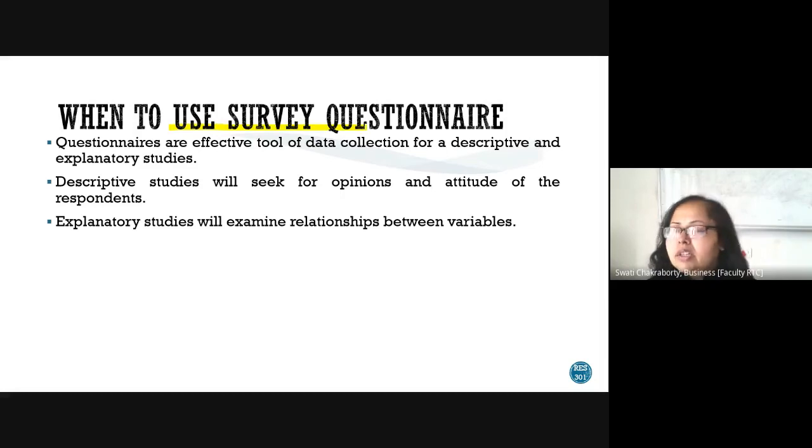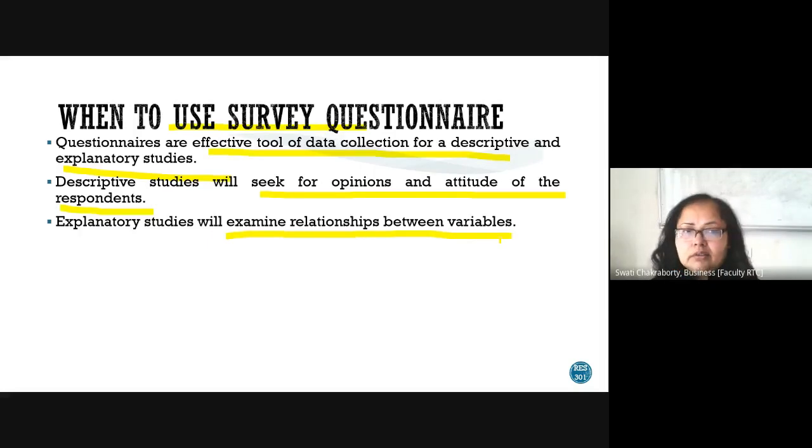When do we use a survey questionnaire? These are effective tools of data collection for descriptive and explanatory studies. Descriptive studies are where we seek the opinions and attitudes of respondents. Explanatory studies talk about the relationship between variables.